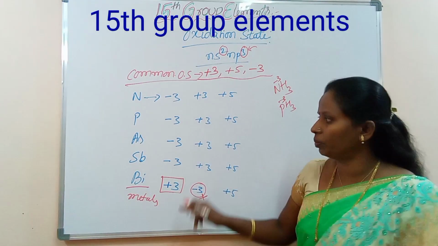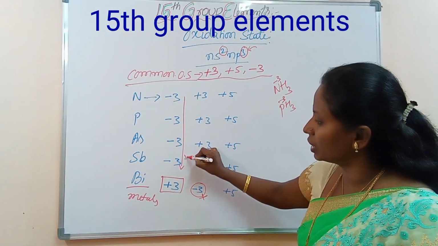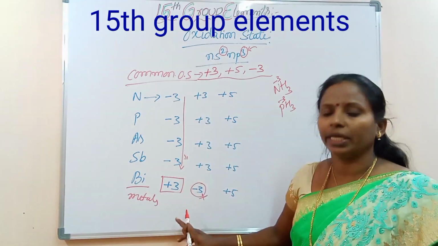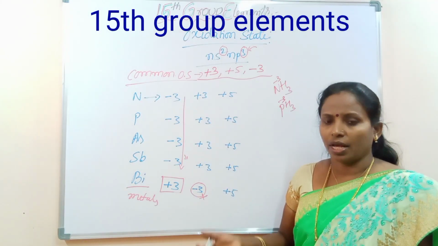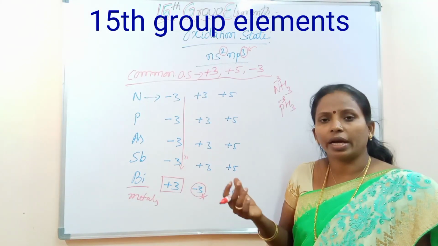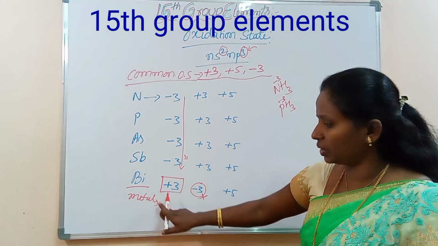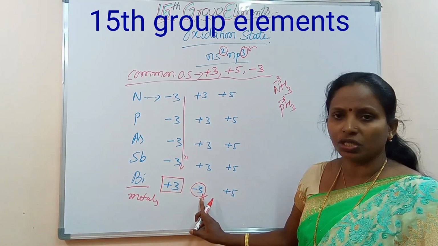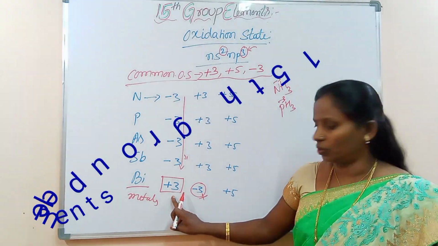If you go down the group, the stability of the -3 oxidation state decreases because the metallic property increases. Metals are electropositive in nature; they do not attract electrons, they are ready to donate electrons. So bismuth is a metal, and it is least stable in the -3 oxidation state, but most stable in the +3 oxidation state.